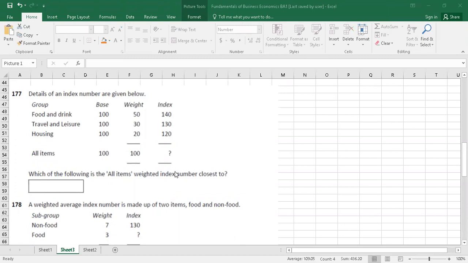177 says details of an index number are given below. We see there are 3 items: food and drink, travel and leisure, housing. The base is taken as 100, weights are given, and the index is given. Which of the following is the all items weighted index number closest to? Base 100 is given, weights are nothing but the quantities, and the index is calculated. To find the weighted average, it is the sum total of the product of these two.